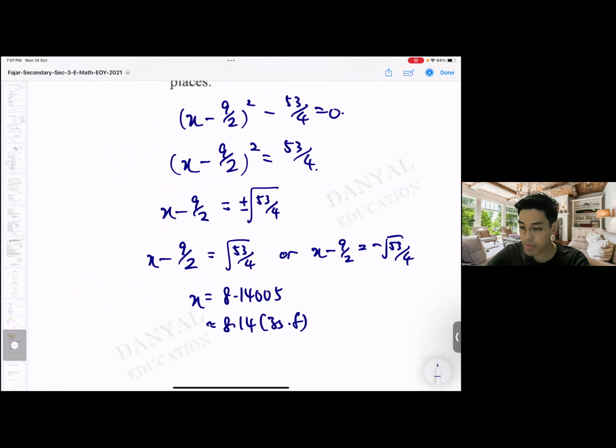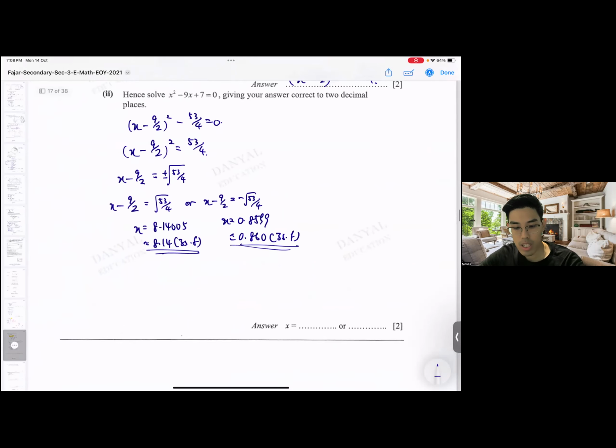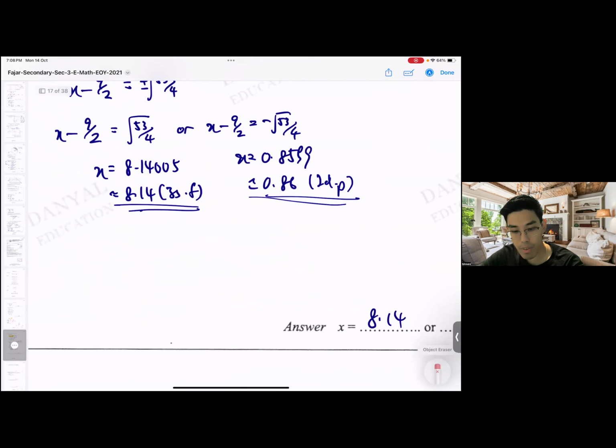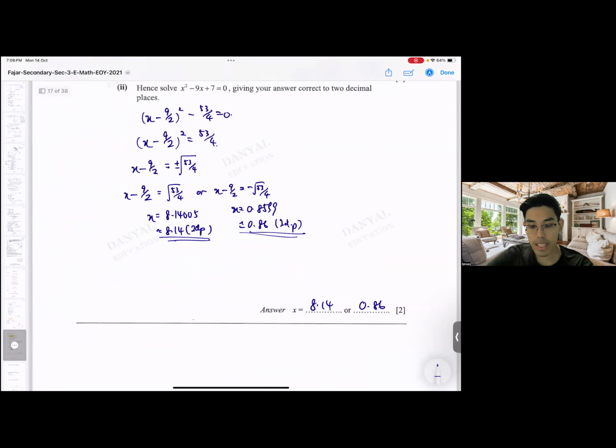Then we take negative square root of 53 over 4 plus 4.5, then I will get x equals 0.86. So these are my two answers. It's either 8.14 to 2dp, and 0.86 to 2dp. That's the whole idea.